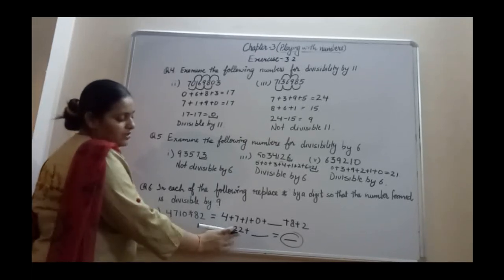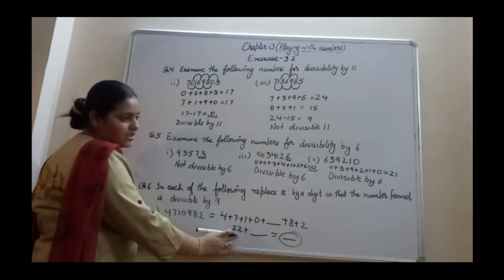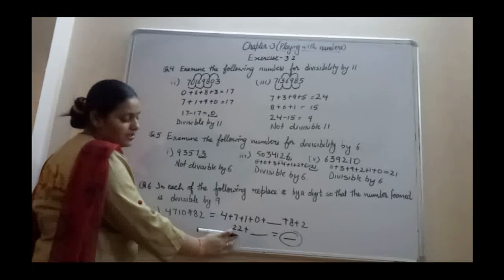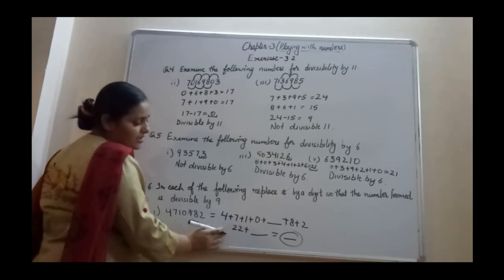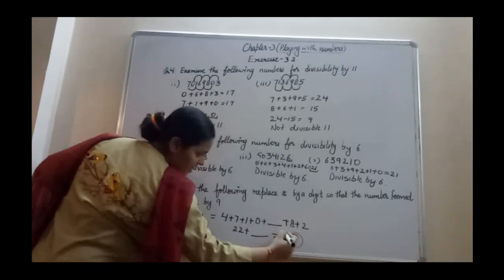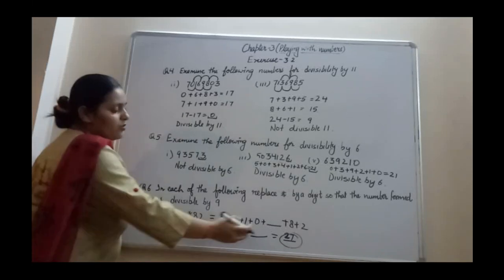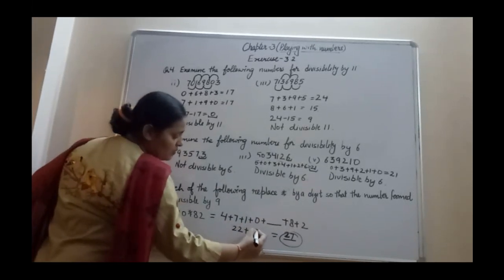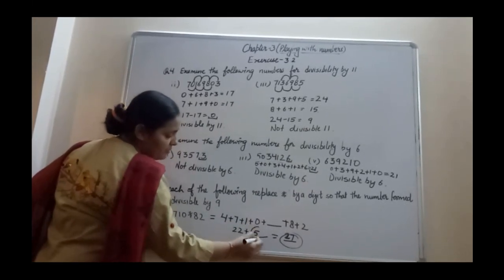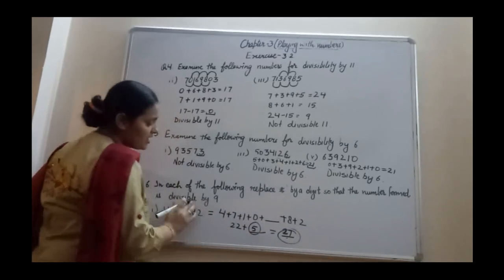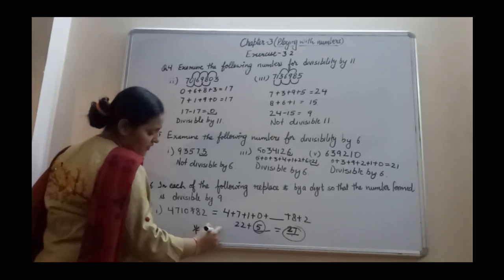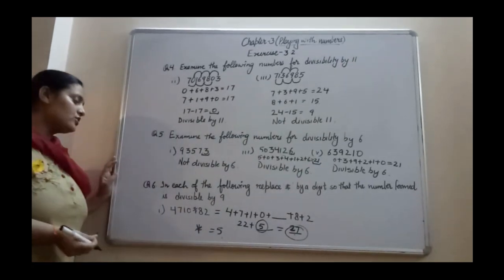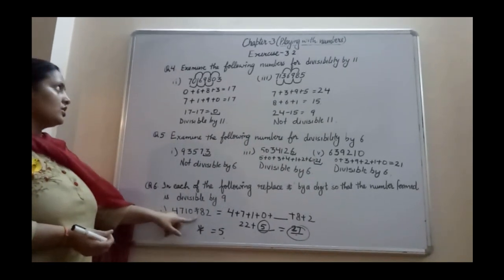So 22. If I add 1, this will be 23, not divisible by 9. Then if I add 2, 24, not divisible by 9. So the number we are going to reach is 27, which comes in the table of 9. What should be added to 22 to make it 27? 5. So 5 will be added to make it 27. So the value of star will be 5. This is how we find the value of star for the given question.